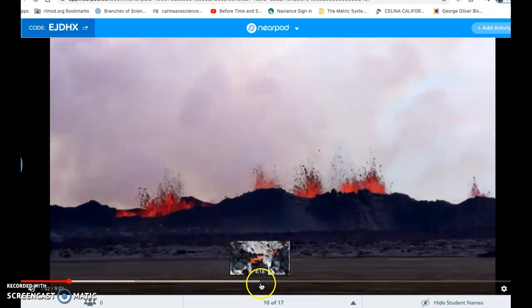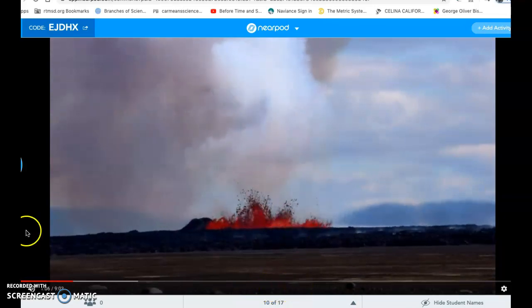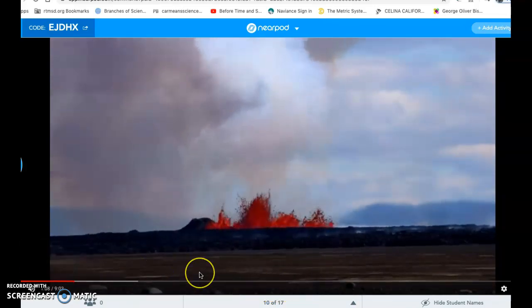Now, if an igneous rock were formed from magma inside the earth, then that type of igneous rock is called an intrusive igneous rock.